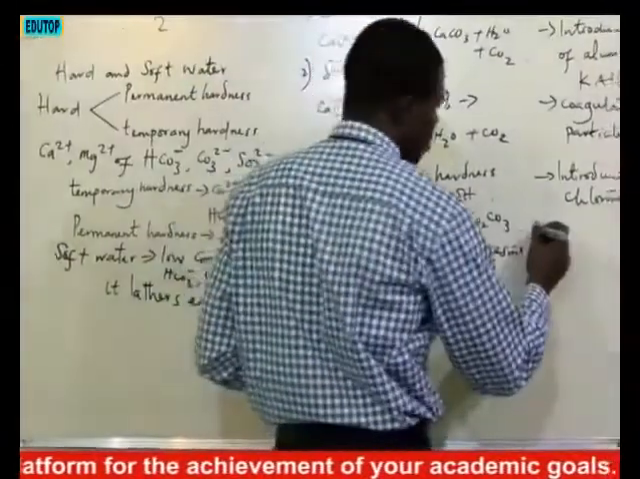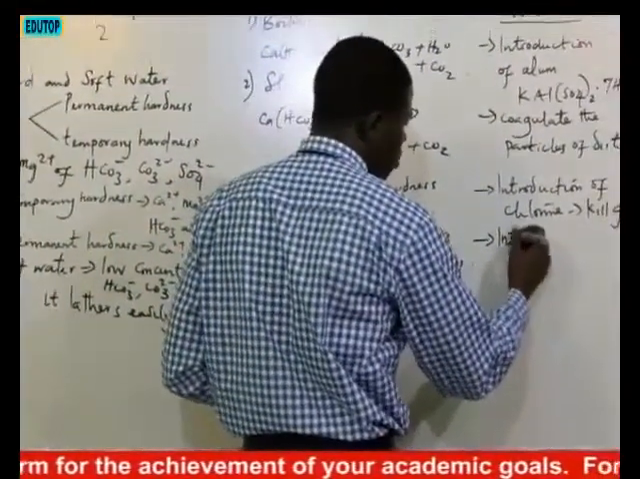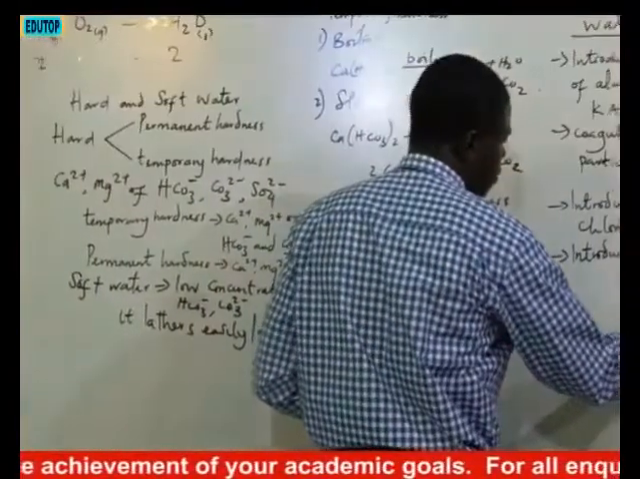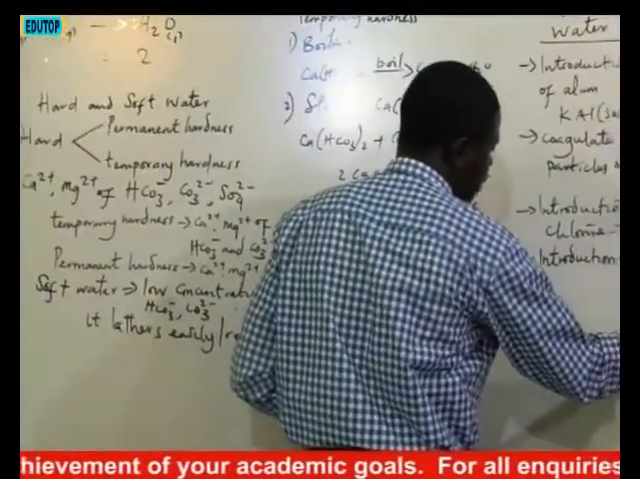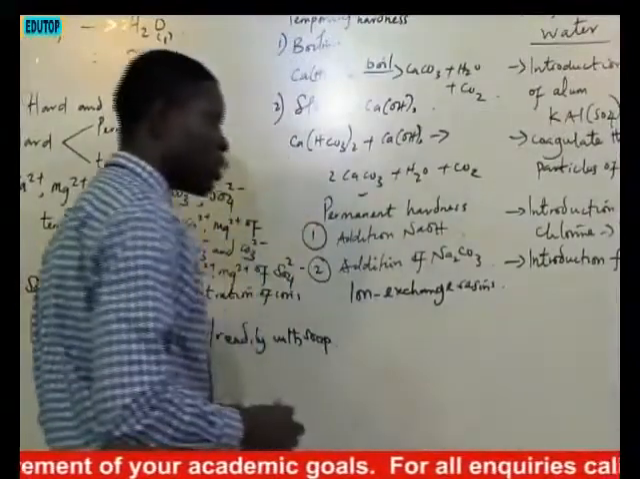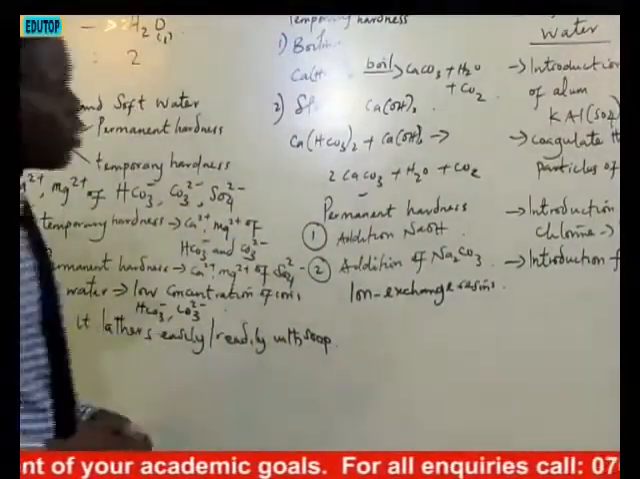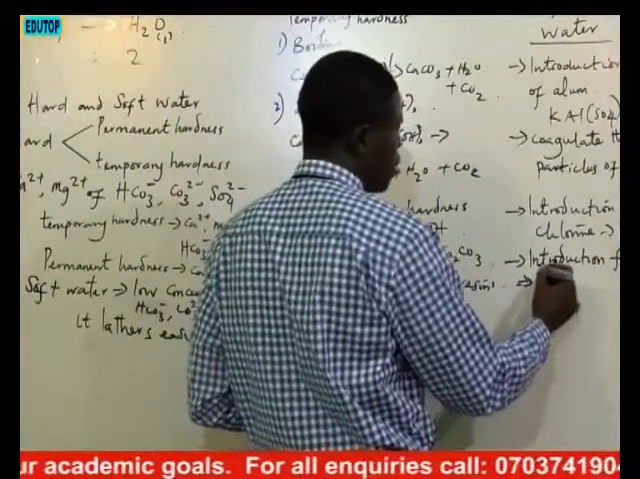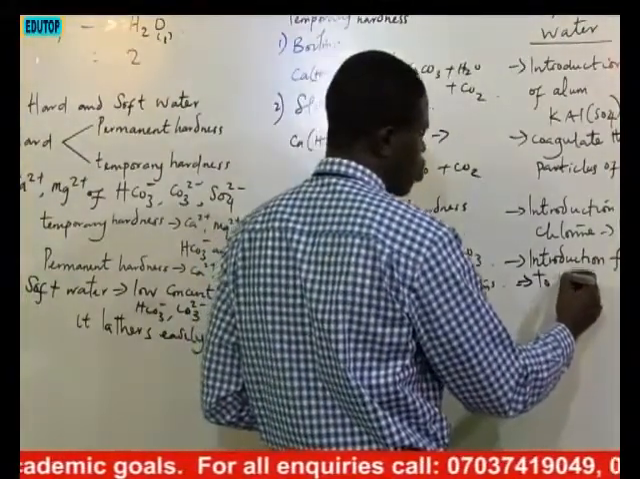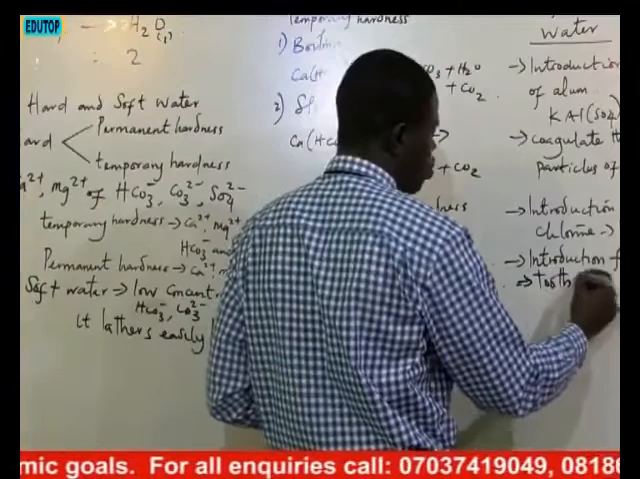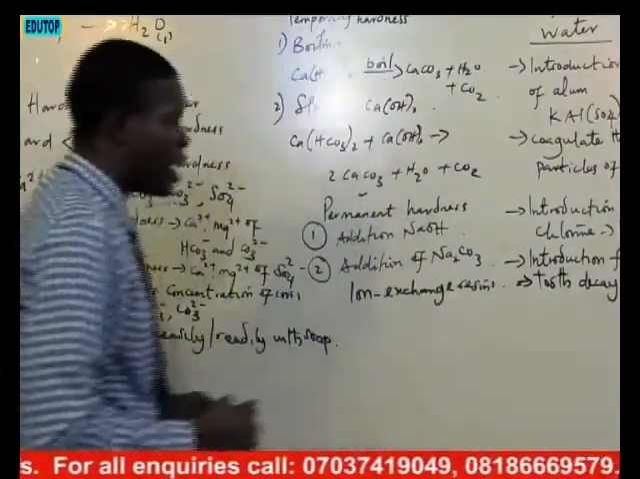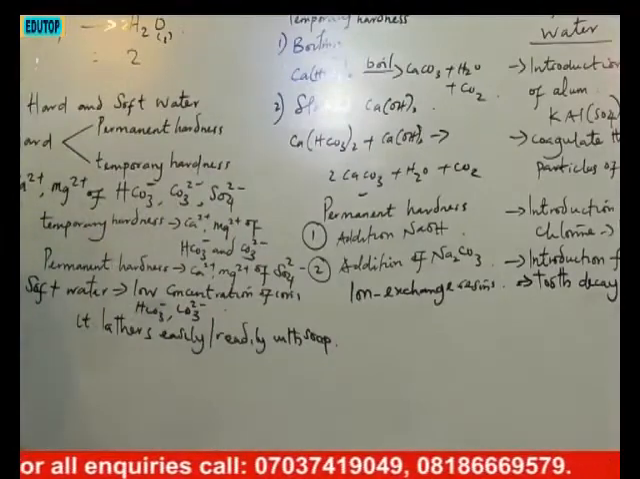Then after the germs, the introduction of fluorine. We are using the halogens. And what is the significance of fluorine? Fluorine prevents tooth decay. So it's the fluorine that prevents tooth decay.